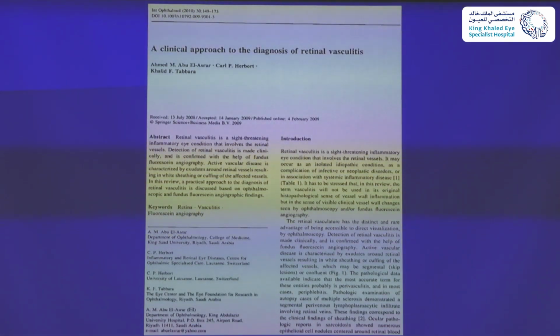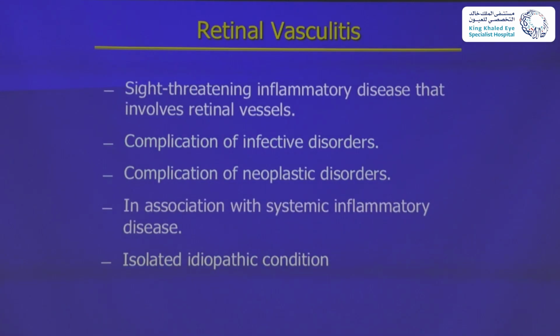This lecture is based on an important review article that we published years ago, and now it's becoming a standard article about retinal vasculitis differential diagnosis, which is based on a clinical approach. Retinal vasculitis is a vision-threatening inflammatory disease that involves retinal vessels. It can occur as a complication of neoplastic disorders, which is very important, as a complication of infections, in association with systemic inflammatory disease, and it can be an isolated idiopathic condition.